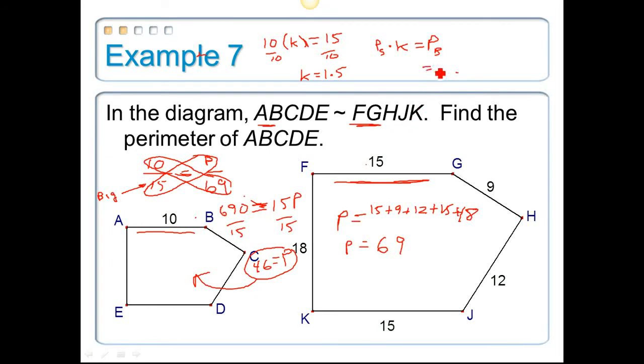And we know the perimeter of the big shape was 69. We know the scale factor was 1.5. So we know the perimeter of the small shape. Divide everything by 1.5. And I ran out of space, so I get the perimeter. When you do 69 divided by 1.5, you get 46. So two different ways. You could have set up a proportion way down here, or you could set up the scale factor method up here. Both give you 46. Hope you understand what's going on there.